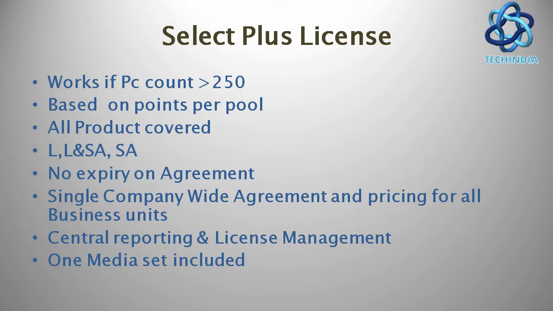So next we are going to discuss Select Plus license. It works if the PC count is more than 250, based on point per pool, how many PCs are available. All products will be covered. That means you will get all products, same thing, like Office, Windows Server, and CAL license; Enterprise CAL license will be combined. The total we can call all products covered. Here also you can buy only license, or license with assurance, or only software assurance. Based on that, while buying you can select any one kind of license.